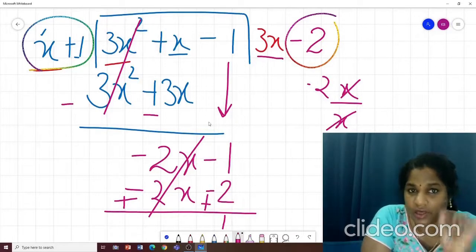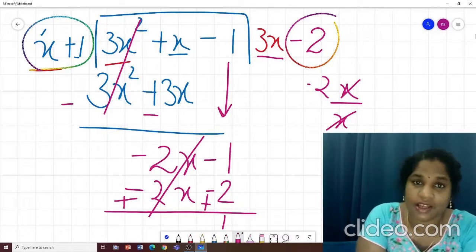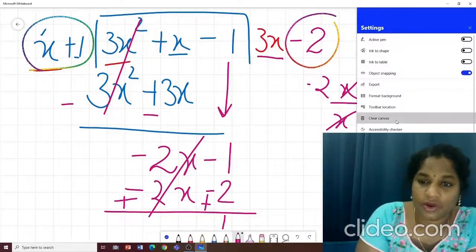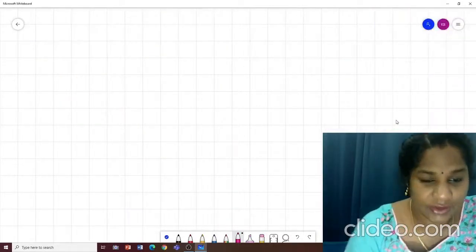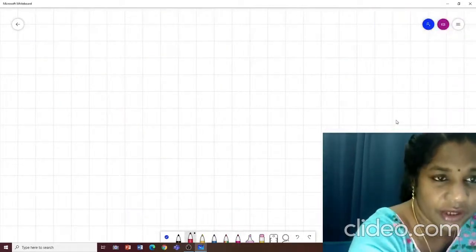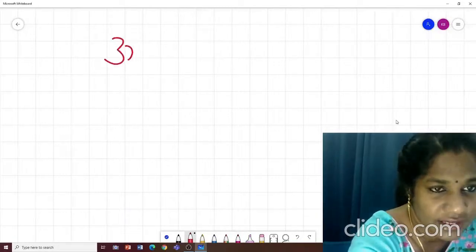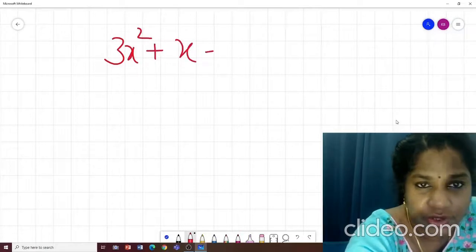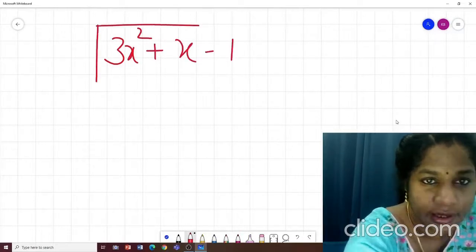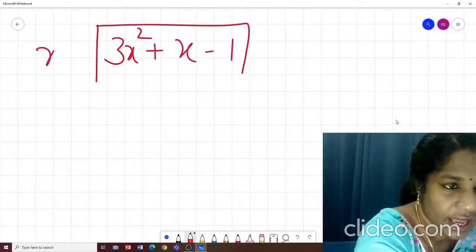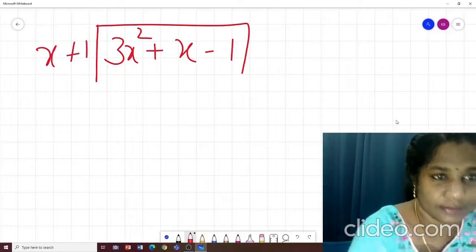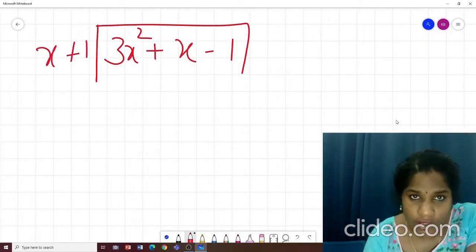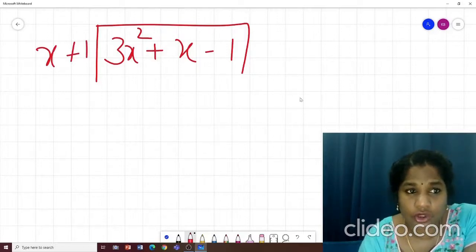Great. Now the same question I will do in another way, just to make sure that you have options. Okay, so here what am I going to do? Again, the first step is standardizing. We have standardized it, so I'm not going to do it again. Okay, we have x plus 1. Here, I'm not going to divide. What am I going to do? Normal way, what do you think?